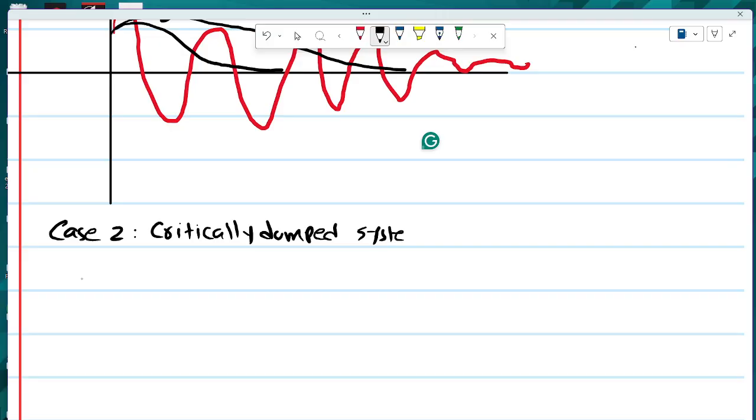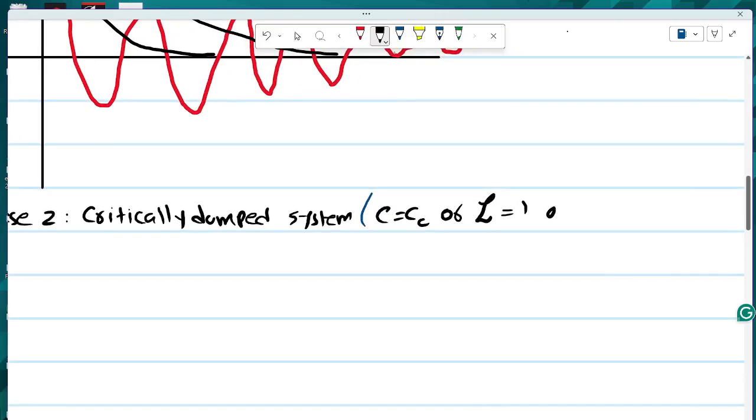And I've already explained this while defining the critical damping of the system. So if C becomes equal to CC, the damping ratio is equal to 1, because C is equal to CC. Or you can say C over 2m is equal to under root k over m. All of these are conditions for the critical damping system.